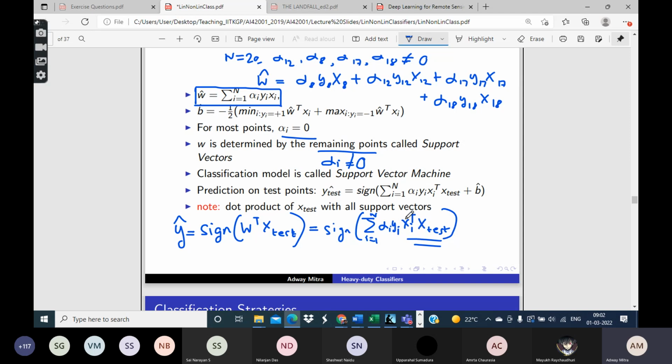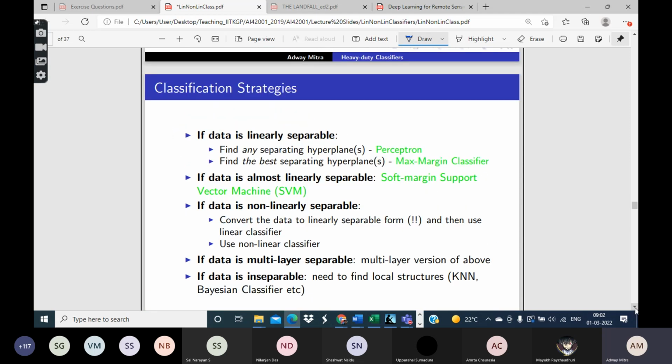The important thing to note is that for prediction purposes, what I am doing effectively is just taking the dot product of the test vector with each of the support vectors. This is a crucial idea which we will come back to later in this class. So this is the basic idea of the support vector machine.